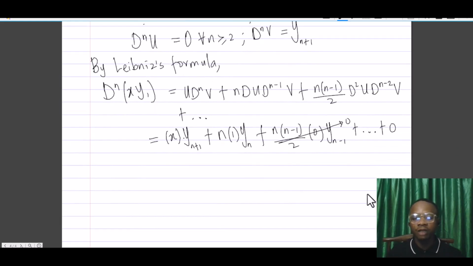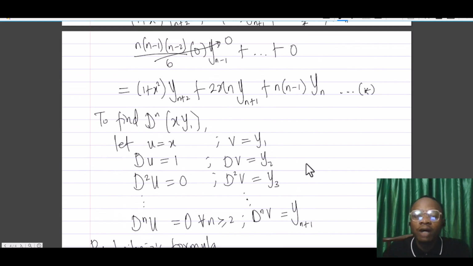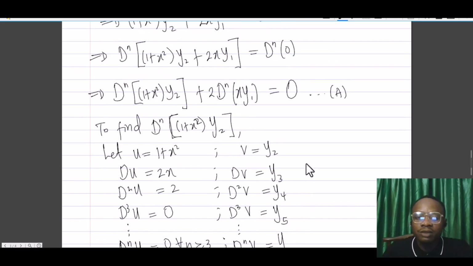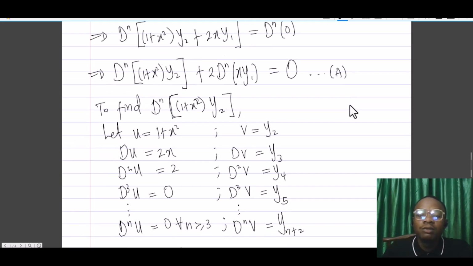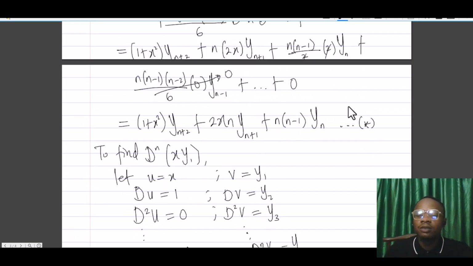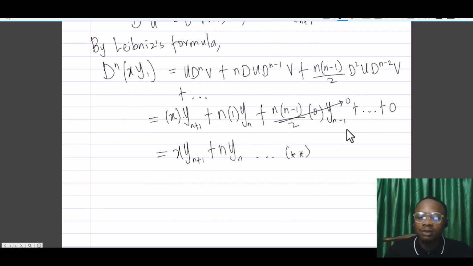Okay, so from here we know that this is meant to be x into y n plus 1, then plus n into y n. Alright, so that is that about that. So this is the derivative of the second part. So let's call this equation star star. So now we are good to go. We now have the two derivatives that we needed to conclude on this equation A. So we can now say that we are substituting the equations star and star star into A.